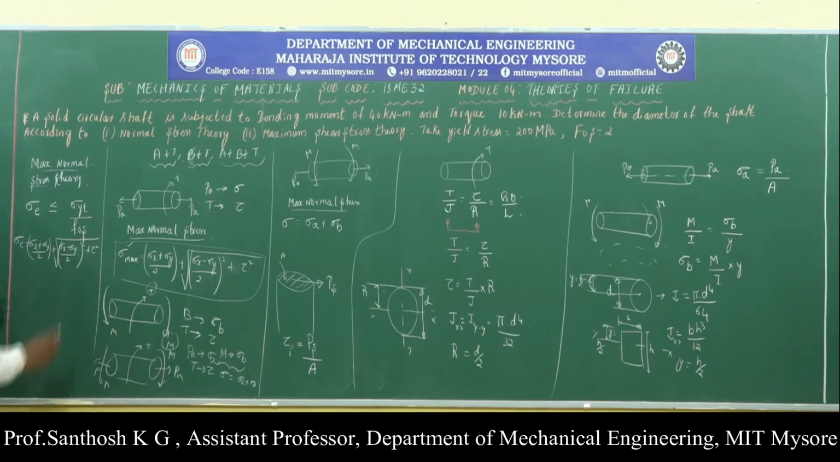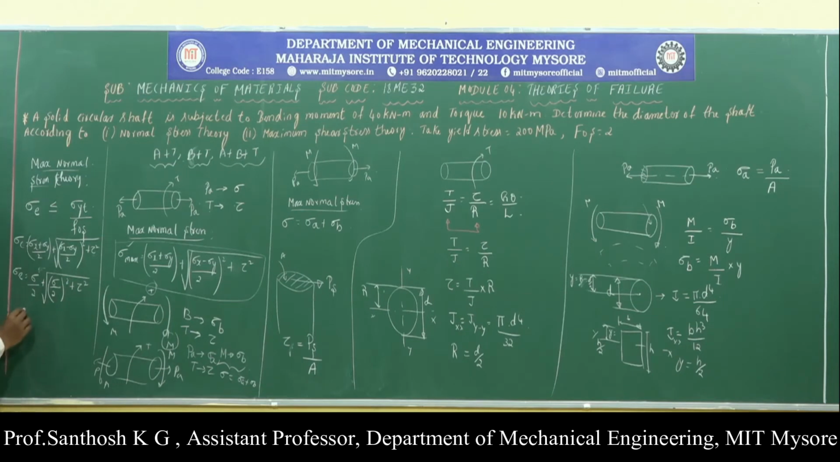Sometimes the given member will be subjected to a loading condition in such a way that we get only the normal stress, either in the x direction or in the y direction. In such cases, the normal stress induced will be considered as sigma, and the shear stress induced in the member will be taken as tau, and the maximum normal stress, or sigma E, can be calculated using the equation sigma/2 plus square root of (sigma/2) whole square plus tau square.